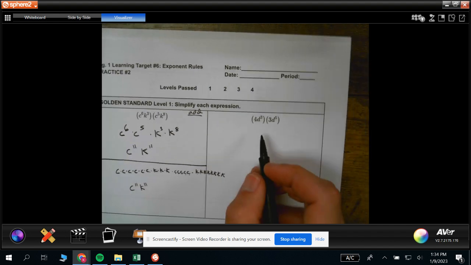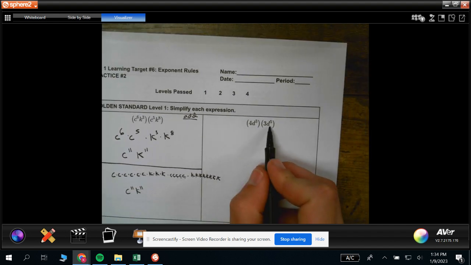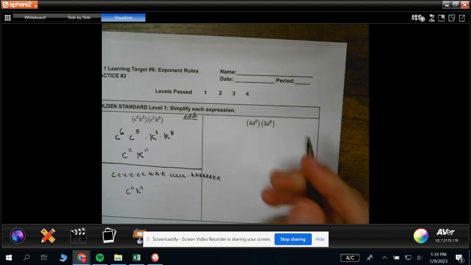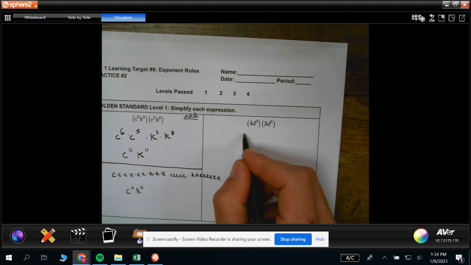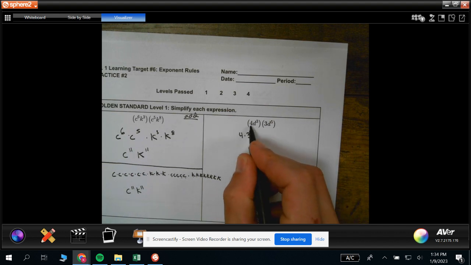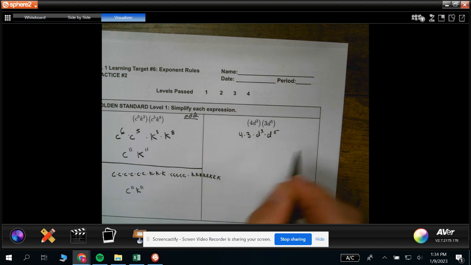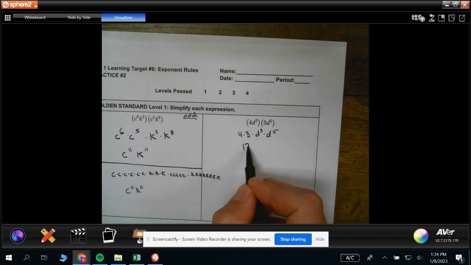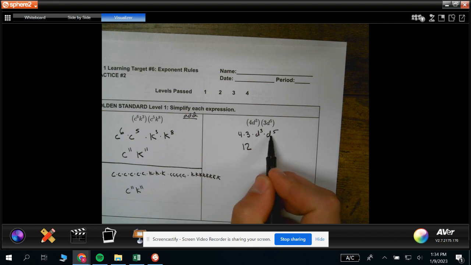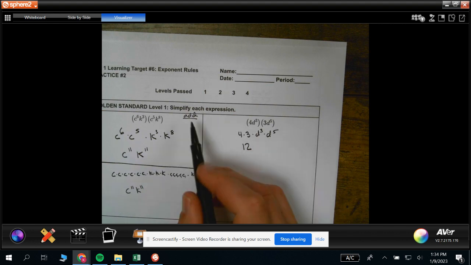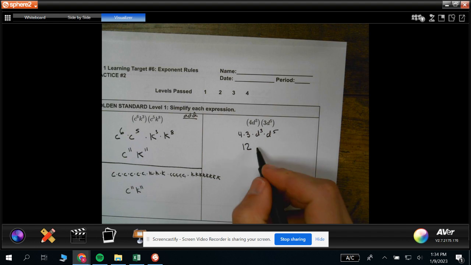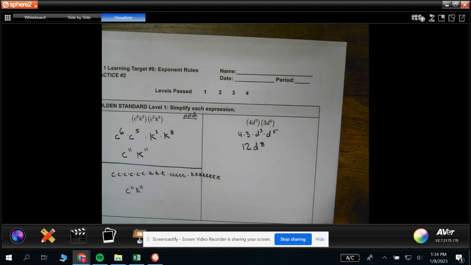The second one, 4d cubed times 3d to the 5th. I'm going to encourage you to rearrange these a little bit. So 4 times 3 are coefficients, times d cubed times d to the 5th. 4 times 3 works out to be 12. d cubed times d to the 5th power. Here we add the exponents to get d to the 8th.